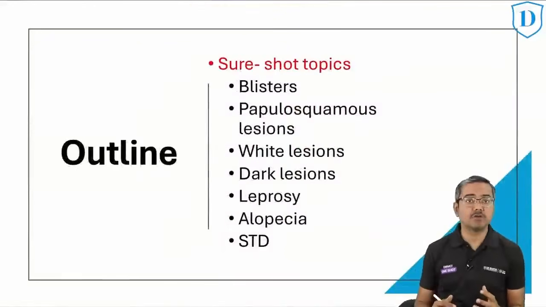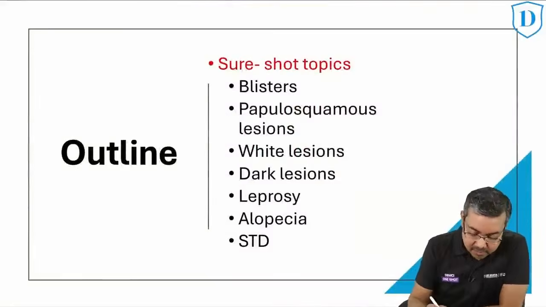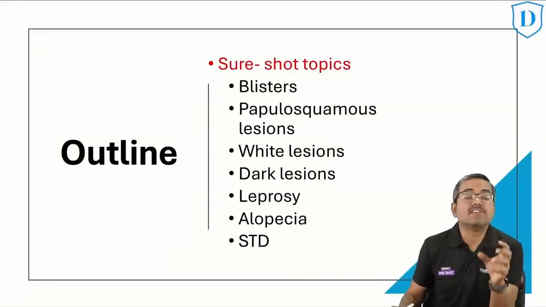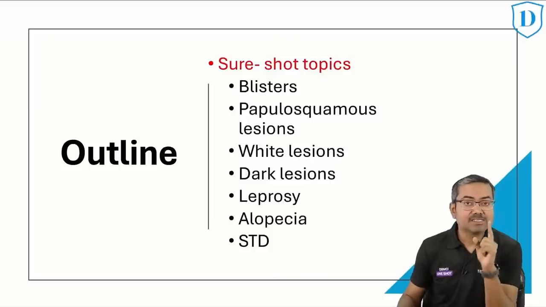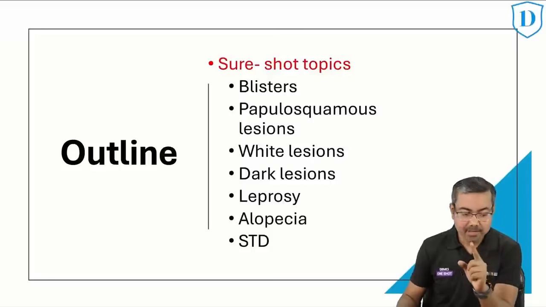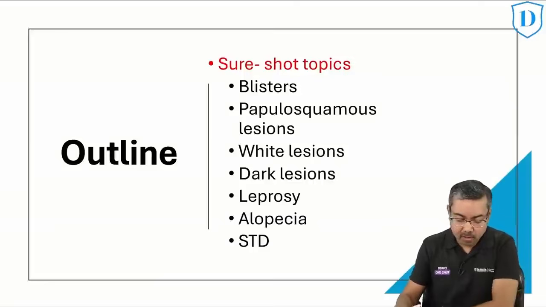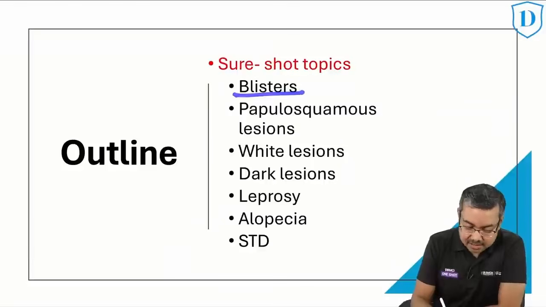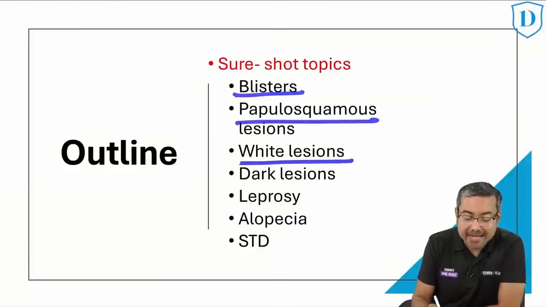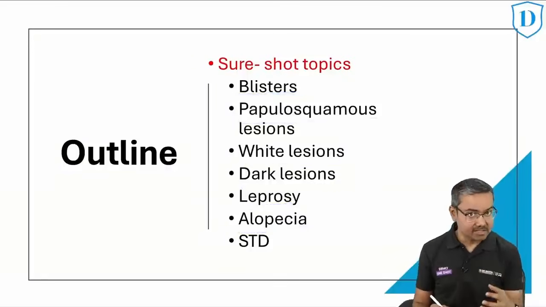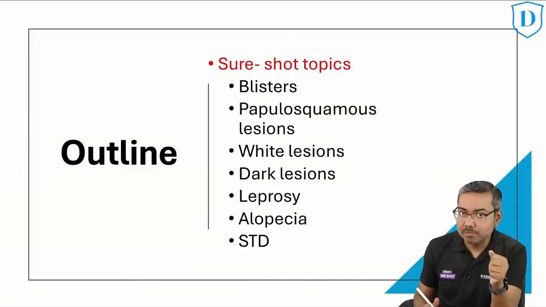What are the topics we are going to discuss? We are going to do 7 chapters in 2 hours. That's the attempt that we want to do. Obviously, you can communicate with me in the chat box. We'll start with blisters, then papillary squamous lesions, white lesions, dark lesions, leprosy, alopecia, STD. Intense discussion, good amount of volume of information.